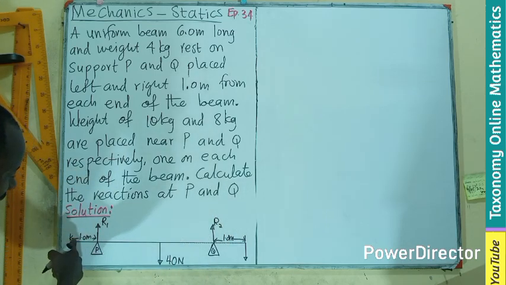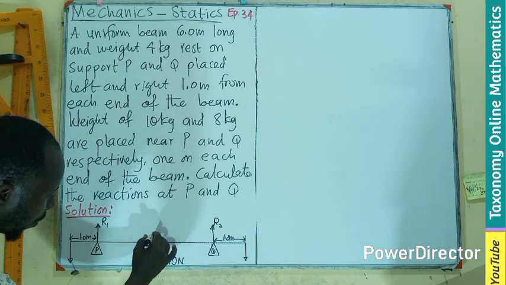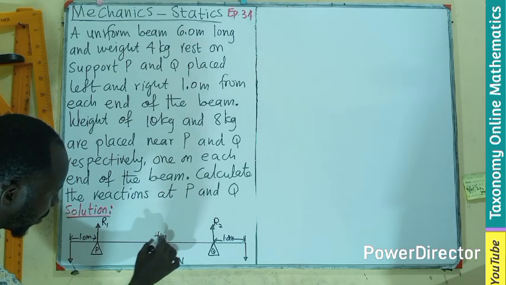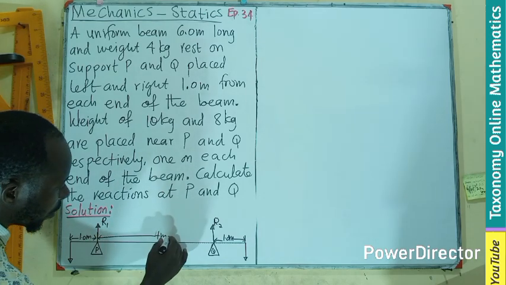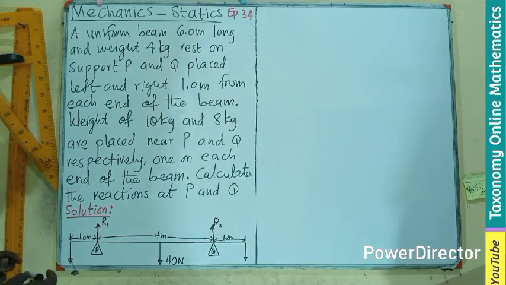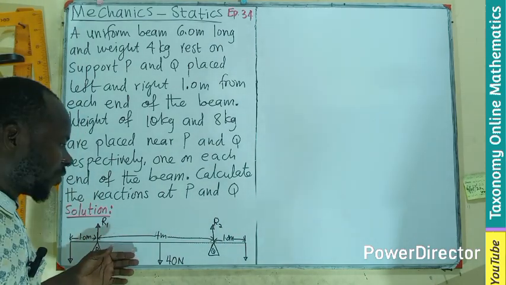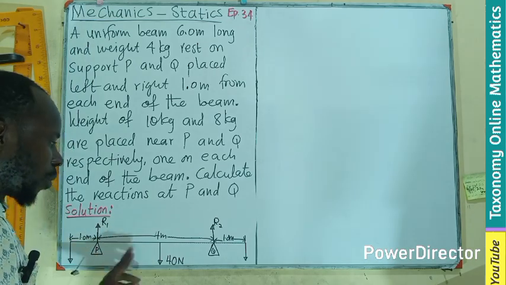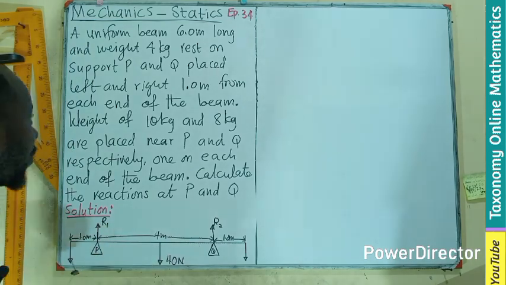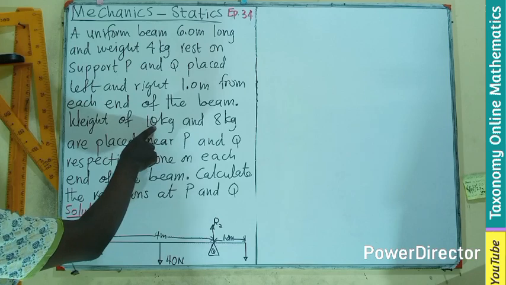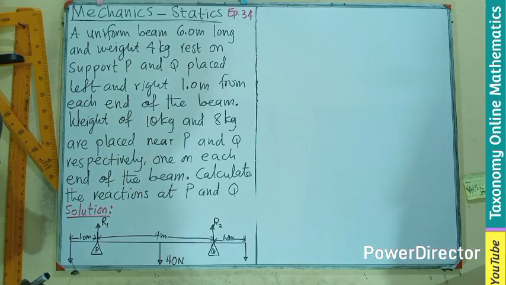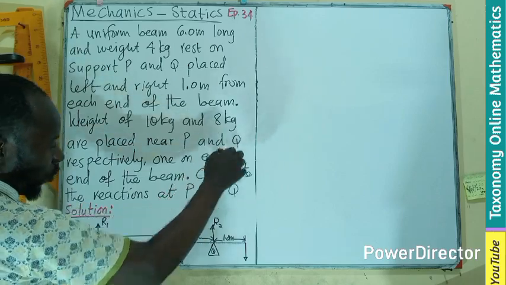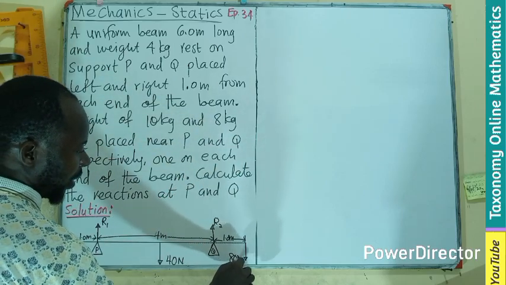Now, the whole bar is supposed to be 6. So 1 plus 1 is 2, and the remaining here will be 4. Let's just put a 4 here. Good. So this is all that we can draw for this diagram: the beam and the supports P and Q. We are left with the weights. The mass is 10, so if I put the 10 where the force is, it will be 10 times 10, 100 Newton. 8 at Q will be 80 Newton.